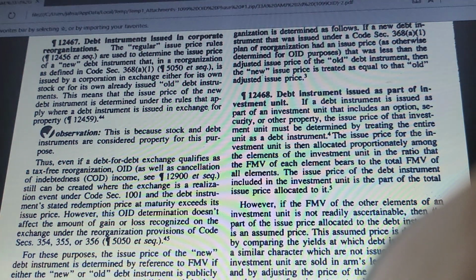This means that the issue price of a new debt instrument is determined under the rules that apply where a debt instrument is issued in exchange for property. (¶12459.) Observation: This is because stock and debt instruments are considered property for this purpose.